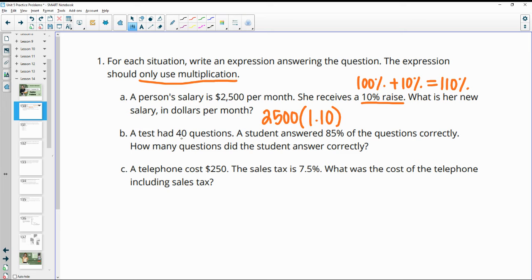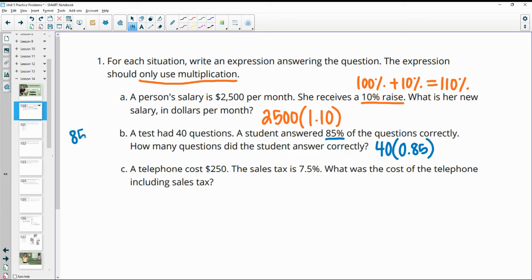For B, a test had 40 questions. The student answered 85% of the questions correctly. So how many did they get correct? So we're taking 85% of 40, which means we're just going to multiply 40 times 85%. And remember, 85% as a decimal is 0.85.